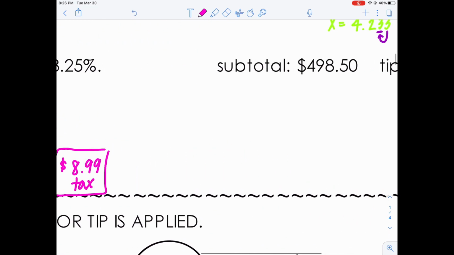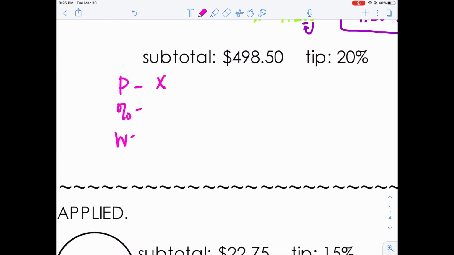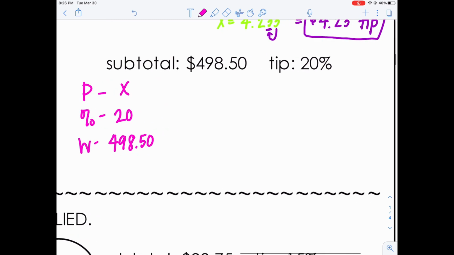Moving on to our next one, part, percent, whole down the side. The part is X, the percent is 20, the subtotal is $498.50. Plugging them into my percent proportion, I get X over $498.50 equals 20 over 100.